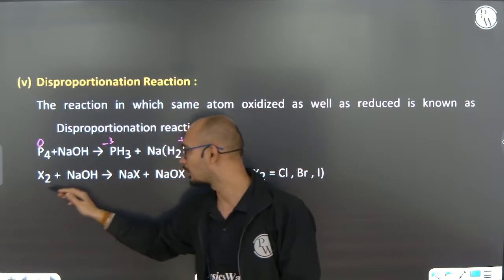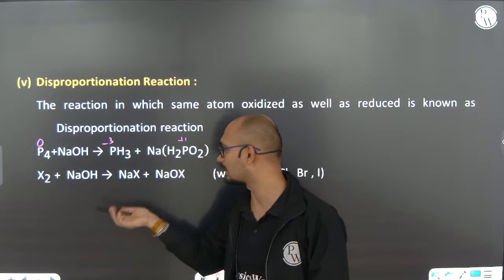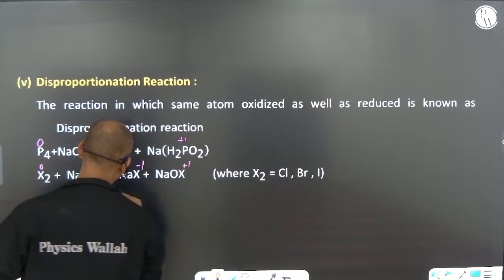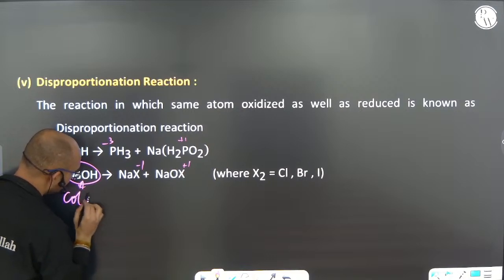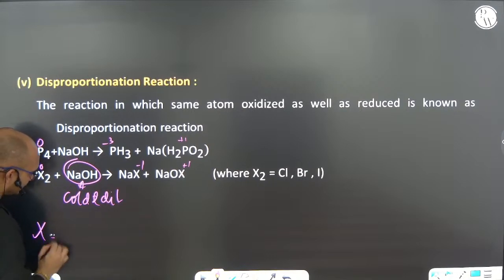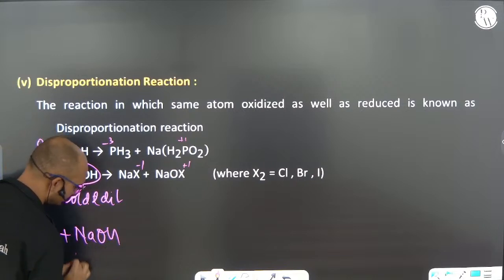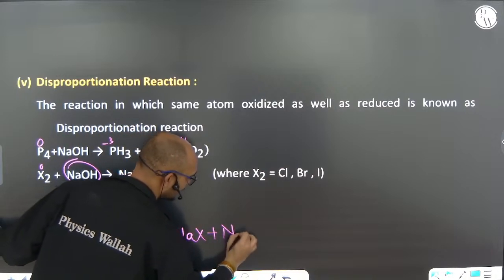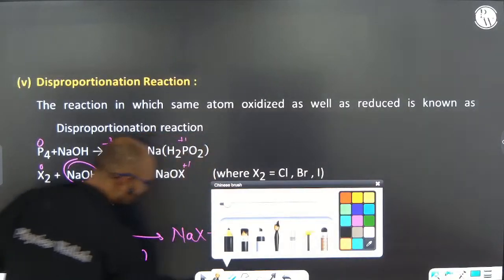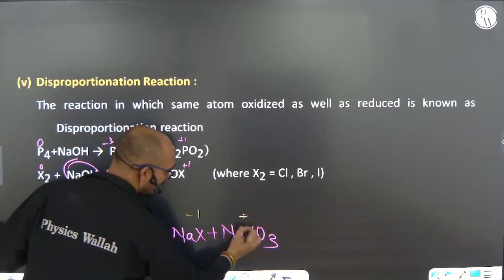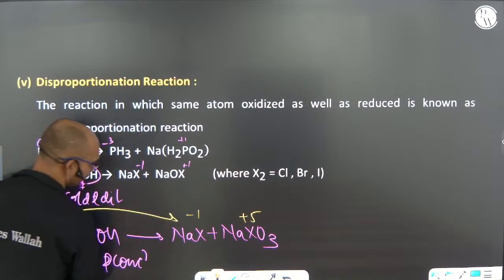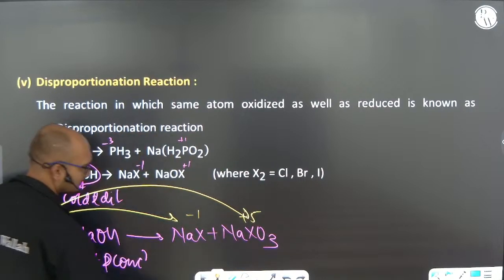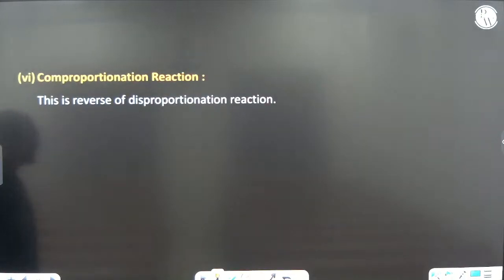Okay. You understand it. Now X2 plus NaOH, if it is cold and dilute solution, it will be converting into X, that is 0, converting into -1, and it is +1. But what if we take X2 plus NaOH that is hot and concentrated? In such a case it converts into NaX plus NaXO3. So what happens here? Converting 0 to -1 and +5. So 0 to -1 it is reduction, and the other is oxidation. Here 0 to -1 reduction, here it is oxidation. I hope you understand it very well, right?